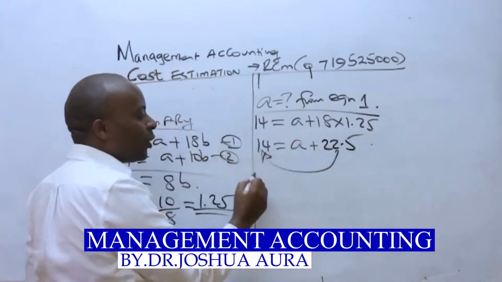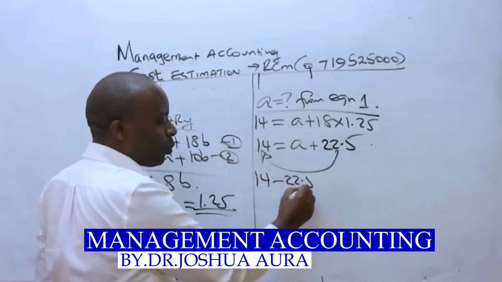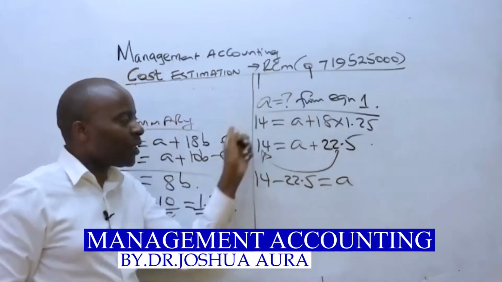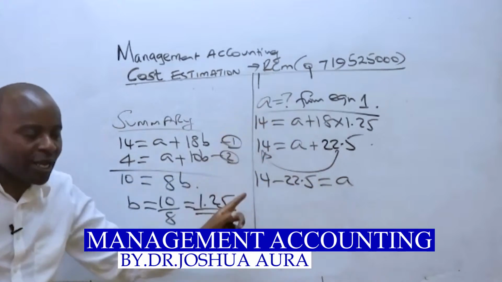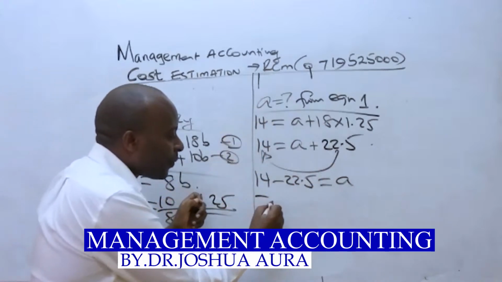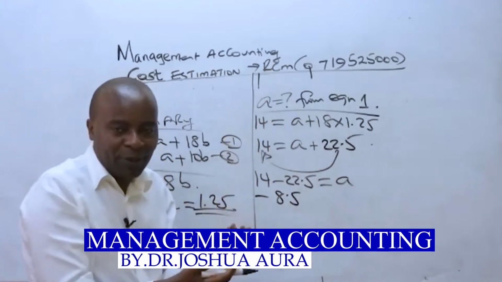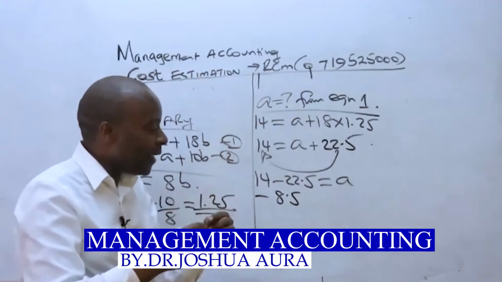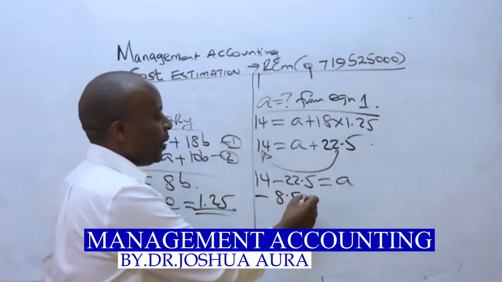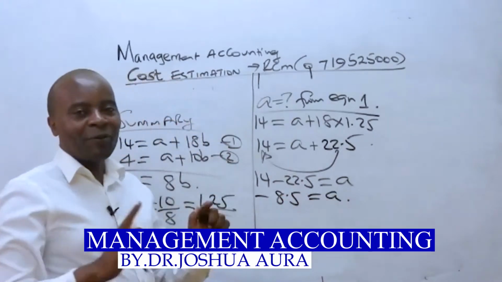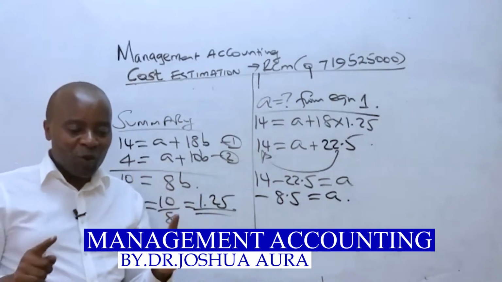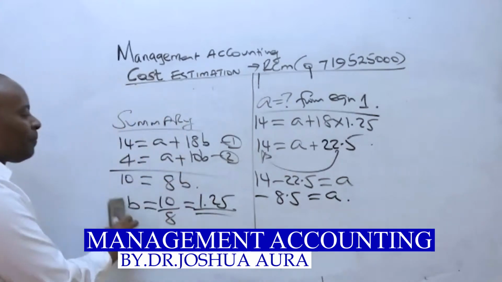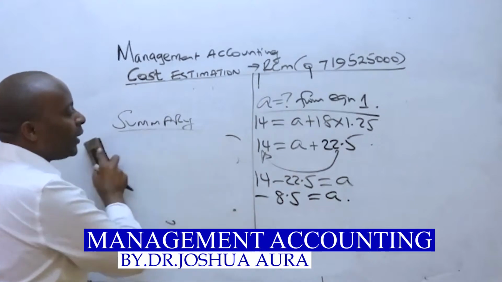So come and take this to the other side. So it will be 14 minus 22.5 equals A. This one crossing over, we expect, of course, to get the sign changing, which gives us negative 8.5. Unfortunately, because of the examples that I'm giving you from my head, I'm getting again A to be negative. Too bad. But of course, for purposes of driving the point home, I want to believe you are really getting the concept. So that is A and that is B.